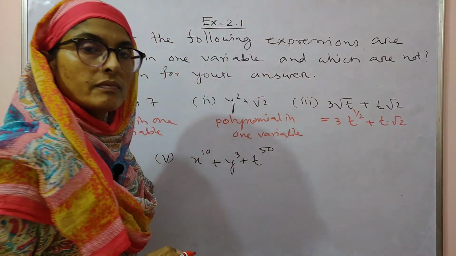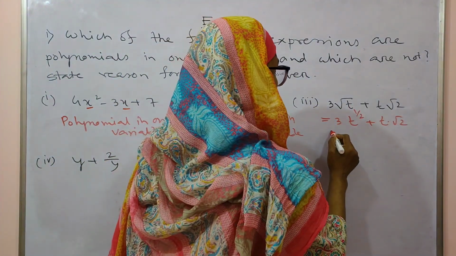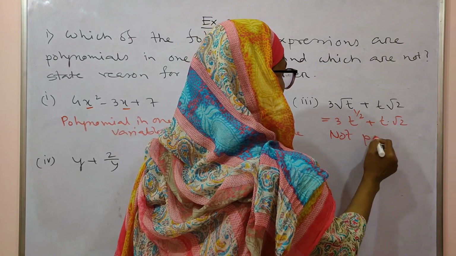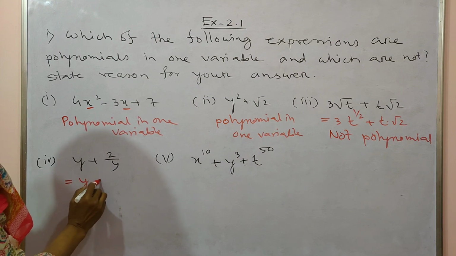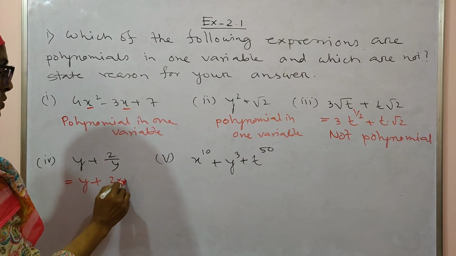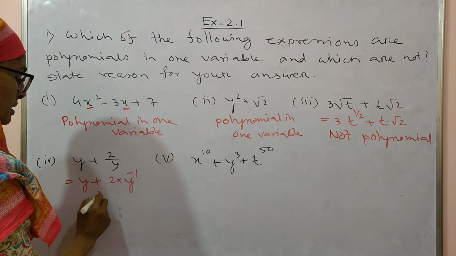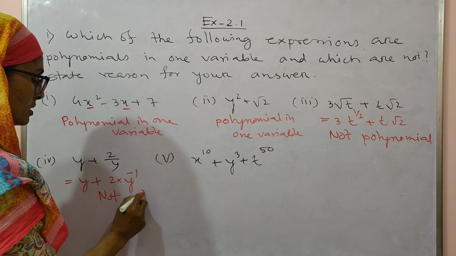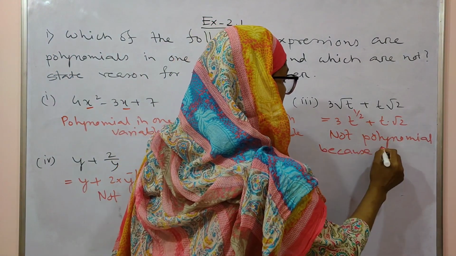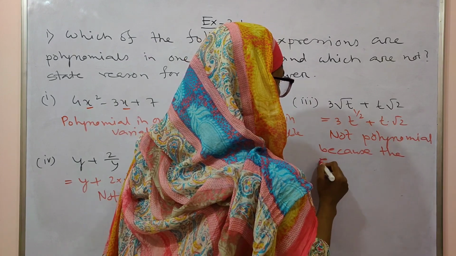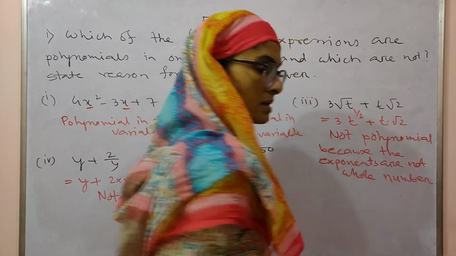Here the power of t is 1 by 2. 1 by 2 is not a whole number, so this one is not a polynomial. Exponent should be a whole number. This one you can write as y plus 2 by y, which means 2 into y to the power minus 1. So this one is also not a polynomial, because the exponents are not whole numbers. You can write the reason.